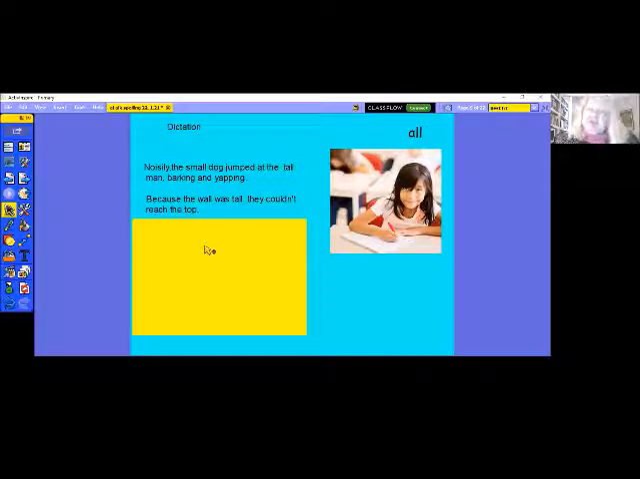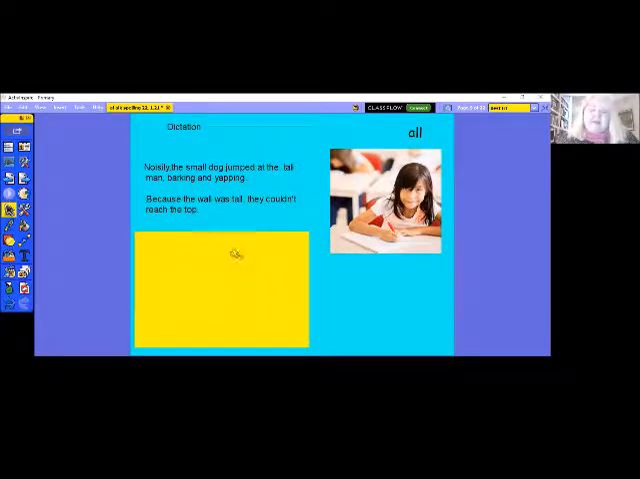Why couldn't they reach the top? Because the wall was tall. And this sentence, they couldn't reach the top, would make sense on its own, wouldn't it? But because the wall was tall, on its own doesn't make any sense, because this word, because, is related to the rest of the sentence.